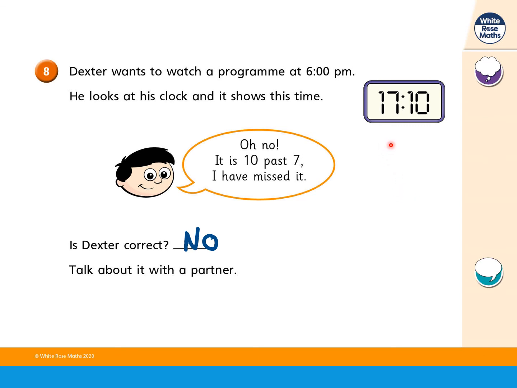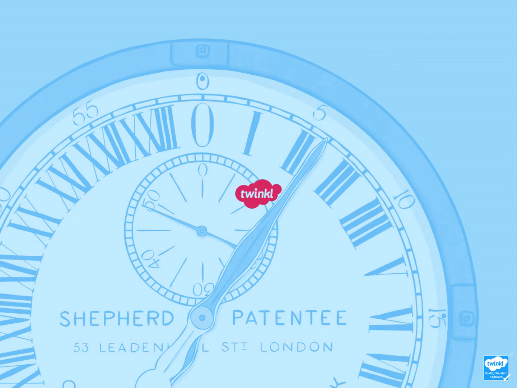How many minutes has Dexter got to wait before his programme starts? Well, we know there are 60 minutes in an hour. 5 is 1 hour before 6. So 60 take away 10 is 50. So not only has Dexter not missed his programme, he has got 50 minutes to wait before the programme starts. Well done, everybody.